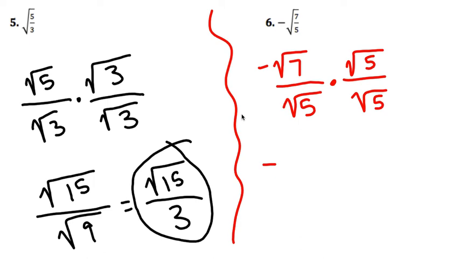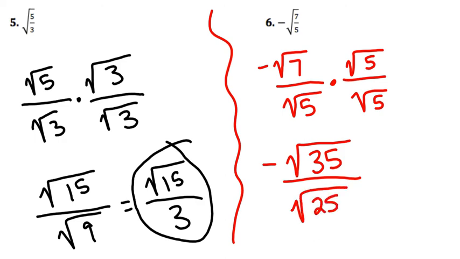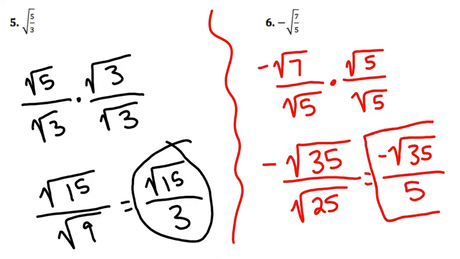Square root of 7 times square root of 5. Again, multiply the numbers underneath. 7 times 5 is 35. Square root of 5 times square root of 5. 5 times 5 is 25. And then again, square root of 35 does not reduce. Don't forget your negative out front. Negative square root of 35. But the square root of 25 just gives me 5. Alright, so there's your final answer for the last example.